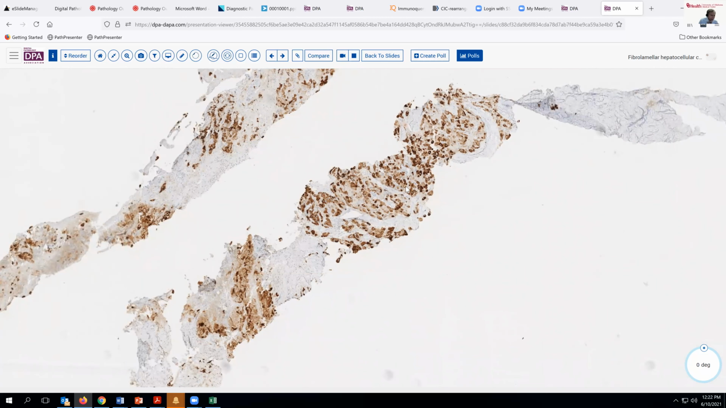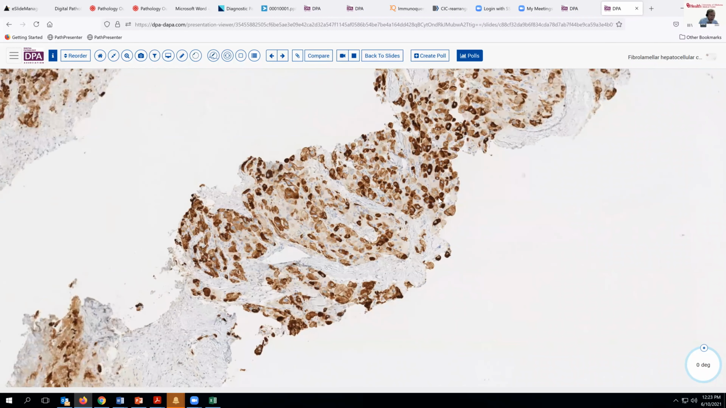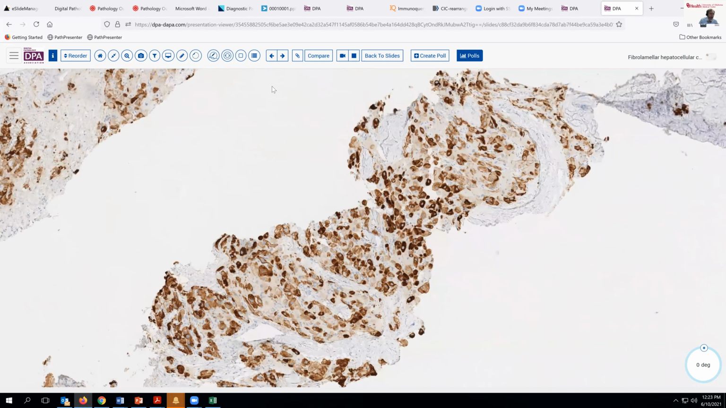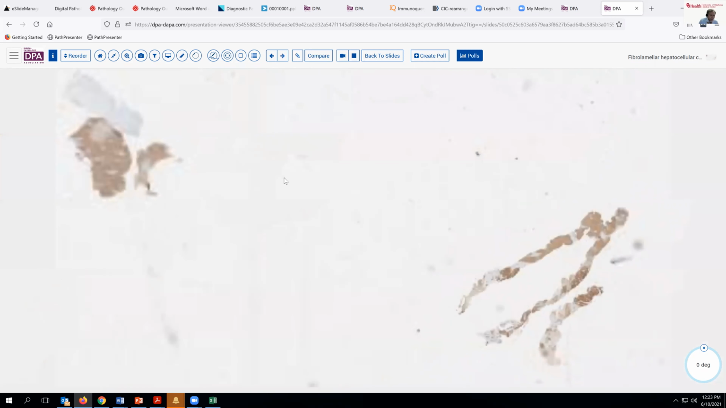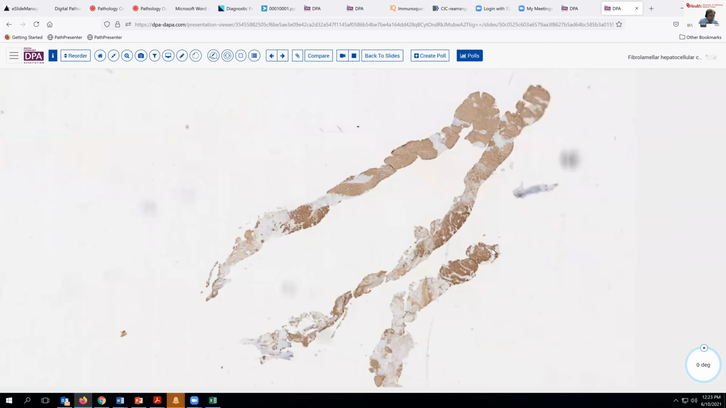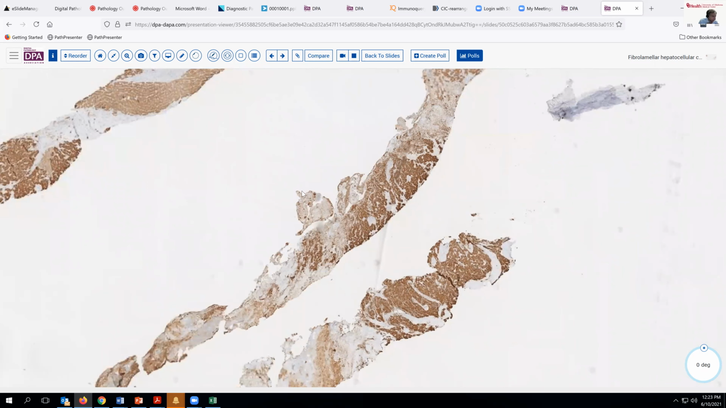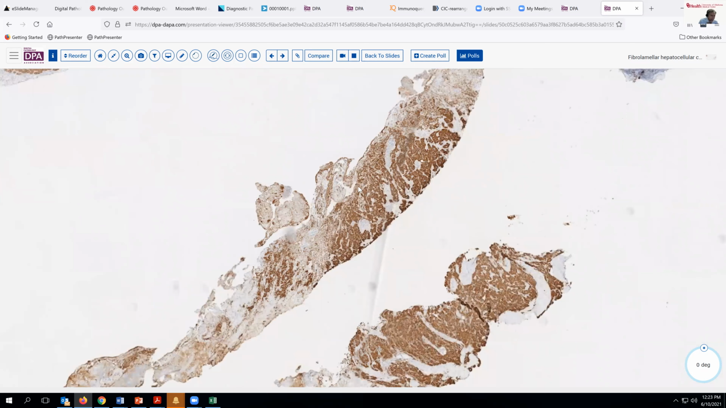It's nicely positive with CK7, albeit in a somewhat splotchy, variable manner, but some of these cells are very strongly positive. So CK7 actually is a helpful clue in making the diagnosis. These cells will also stain with HepPAR, as you see here. Both the normal and the neoplastic tissue is staining positively with this marker.